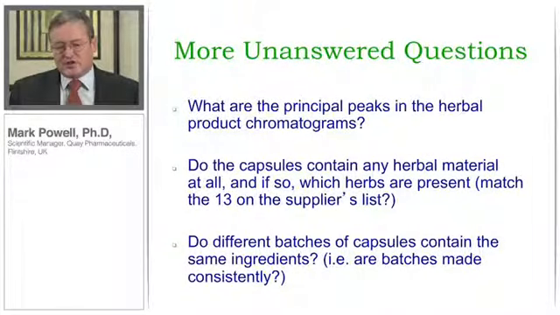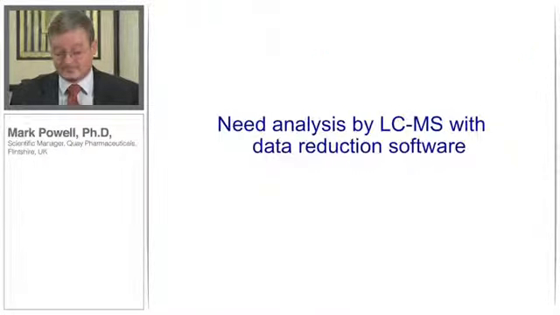So at this stage we had some unanswered questions. Firstly, what are the principal peaks in the UV chromatogram? We know that they don't belong to the herbs. Do the capsules contain any herbal material at all, and if so, which herbs are present? And do the different batches of capsules contain the same ingredients? Are they the same? Are they made consistently? Or are they very variable?